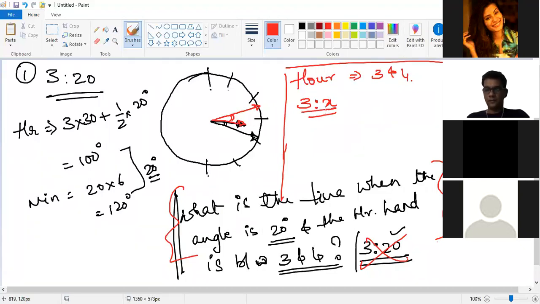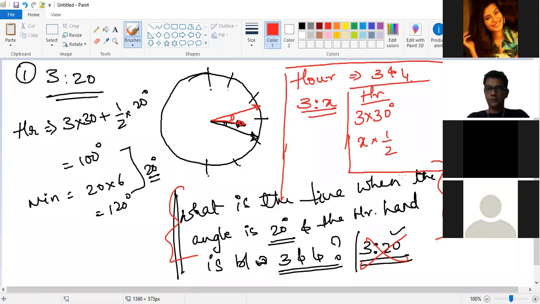This is the time. Now let's look at the hour hand's journey. What has the hour hand done? The hour hand has traveled for 3 hours, and the hour hand has traveled for x minutes. I hope you understood why x into 1 by 2, because every minute is half a degree, right? That's what we had done here also. Now this is the journey made by the hour hand.